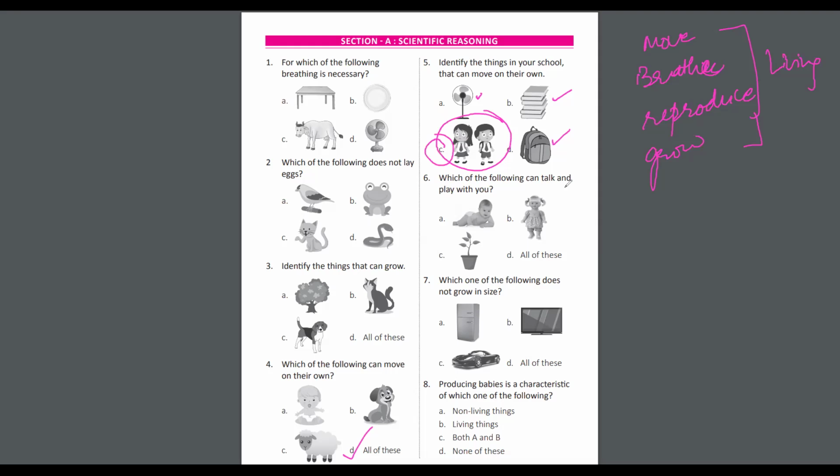Which of the following can talk and play with you? So only and only human being can talk and play with you. If you are looking for a doll, a doll cannot talk to you. Okay, it has some features of talking, only some features which are inbuilt in that, so we can't say that it can talk. Yeah, you can play with that doll, but you cannot talk. So this is not the correct answer, this is not the correct answer, but A is the correct answer.